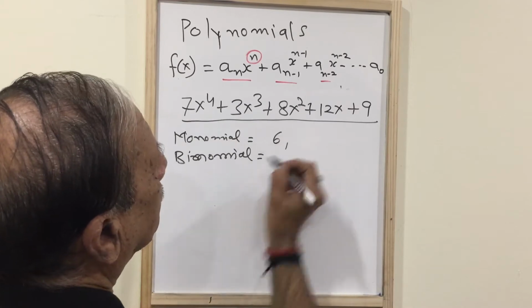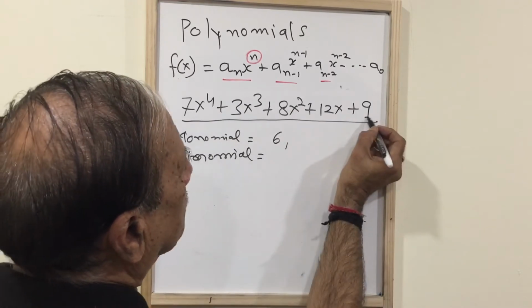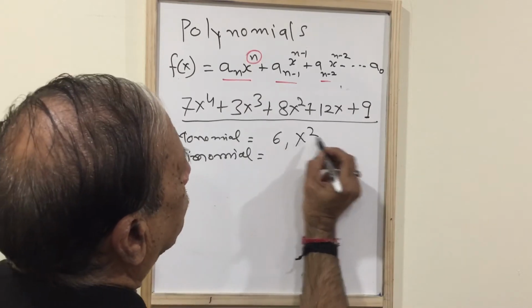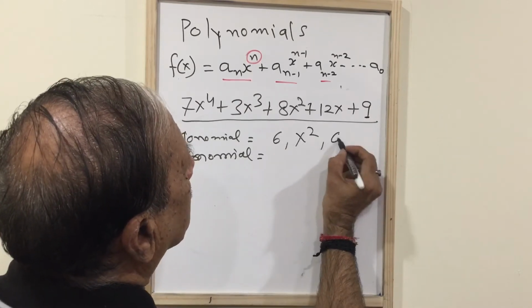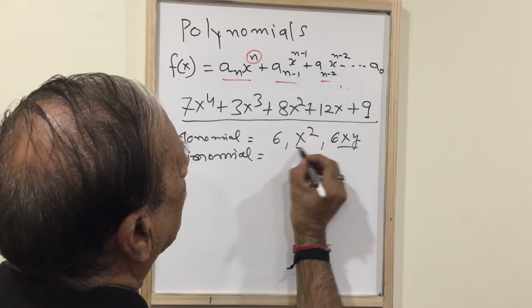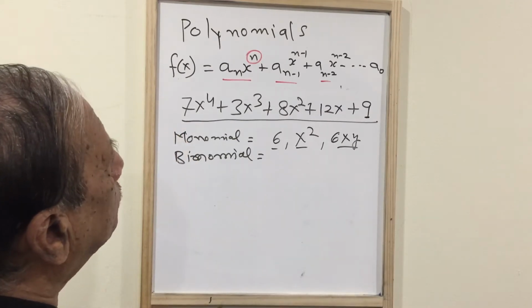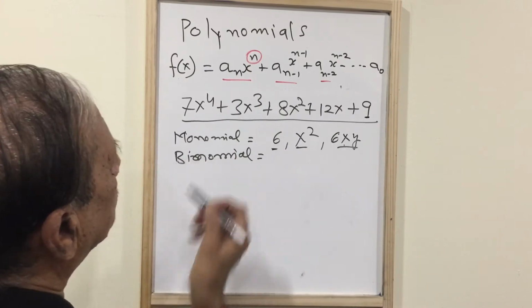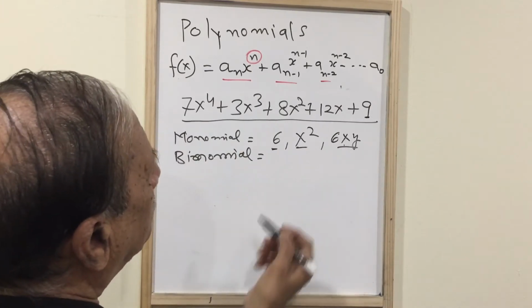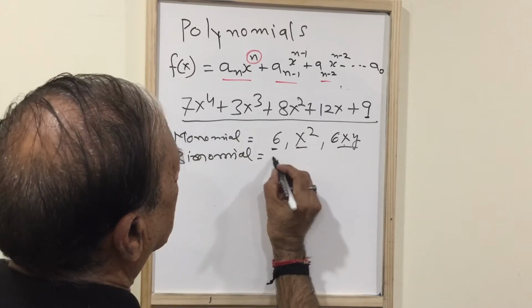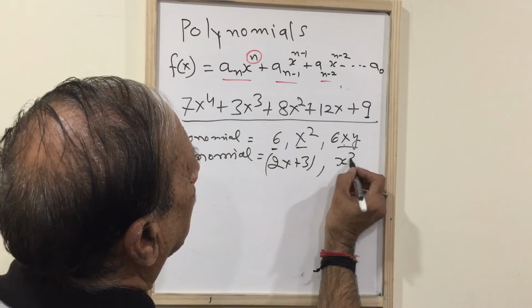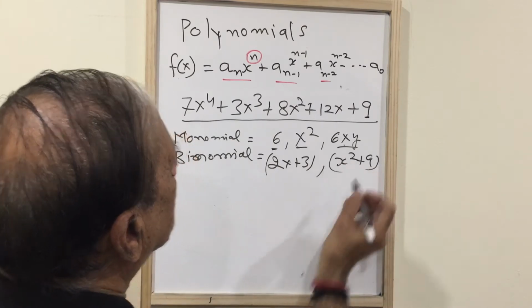Monomial, suppose 6 is also a term, like x square or 6x. So these are all individual terms. So the polynomial equation having only one term is called a monomial. Binomial, which has got two terms, just like 2x plus 3 or x square plus 9. So these are the binomials.